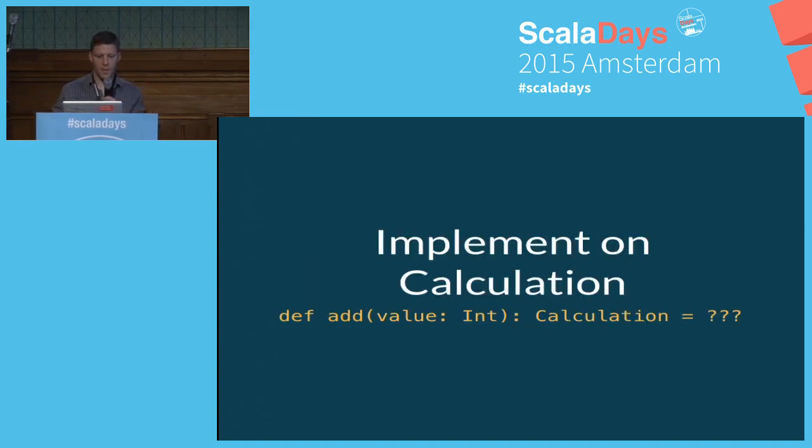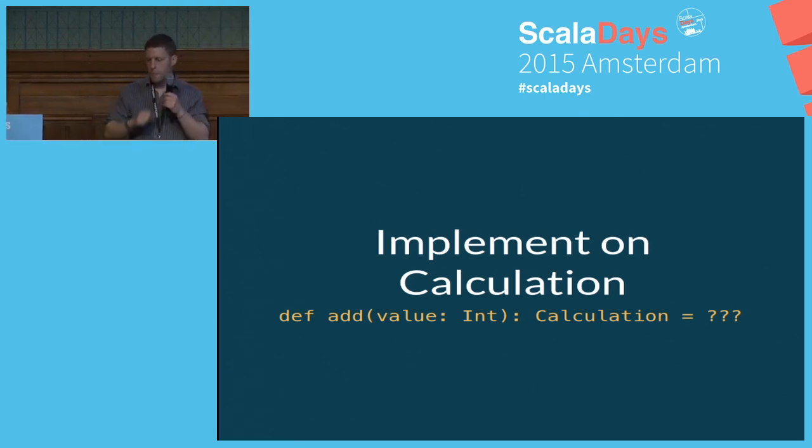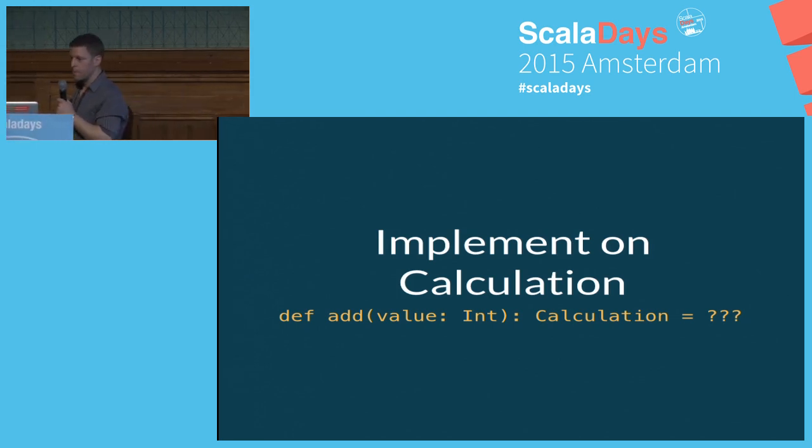Now imagine my task was to implement a method add. So we want to add an int to a calculation, and we want to write the code for that. We'll come back to this example in just a moment. But before we do, I just want to go through the abstract patterns like we did before, see the patterns in abstract, and then we'll apply them to this concrete example.